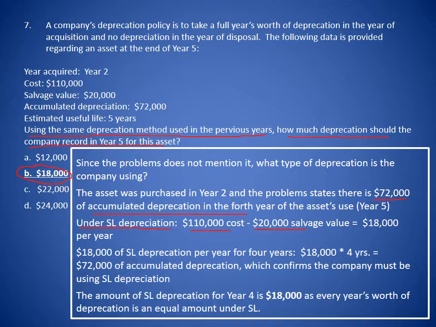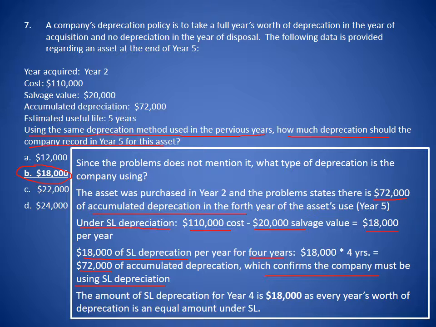That means over the life of the asset, that would amount to $18,000 of depreciation per year. Now, if I take that $18,000 of straight line depreciation per year over 4 years, that means that I'm going to end up with $72,000 worth of accumulated depreciation. Oh, by the way, in year number 4, which confirms the company in this case must be using straight line depreciation because it fits.